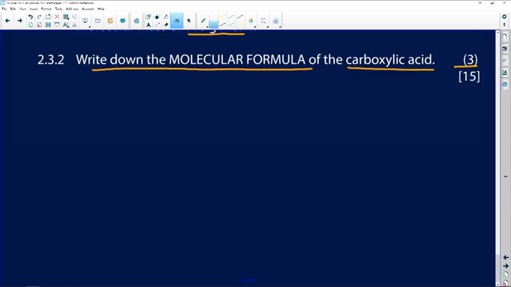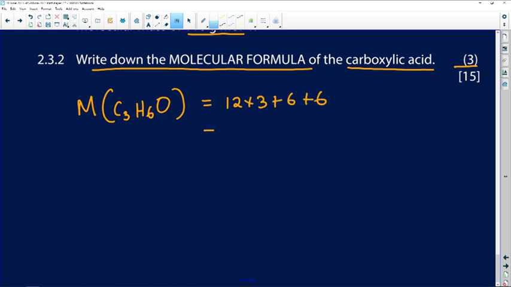So the first thing we need to do here is to check what we have. Let us look at the molar mass of C3H6O. What is the molar mass here? We know that carbon is 12, so we can say 12 times 3 plus 6 plus 16. When you punch this in your calculator, you are going to get 58 grams per mole. That is the molecular mass of the empirical formula that was given.